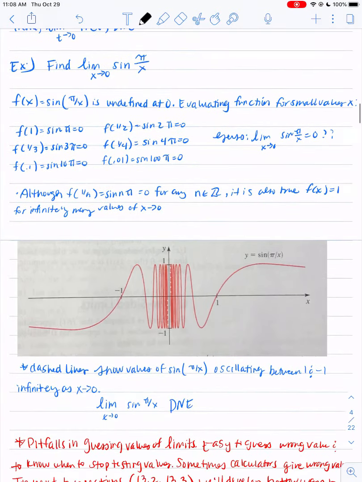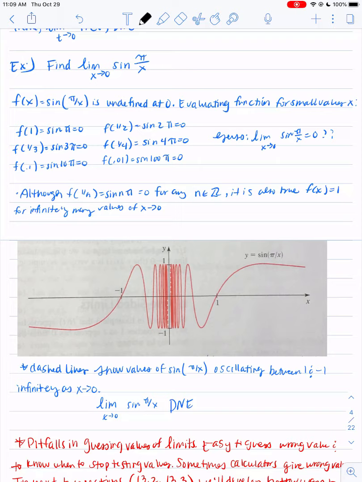And then for our next example, I have the limit as x approaches 0 of sine of pi over x. So sine of pi over x is undefined at 0. So we're going to go ahead and evaluate the function for smaller values of x. So I have sine of pi, sine of 3 pi, when I'm plugging in 1, 1/3, 0.1, 1/2, 1/4, and 0.01. And then I get 0. So my guess is that the limit as x approaches 0 of sine of pi over x is 0.